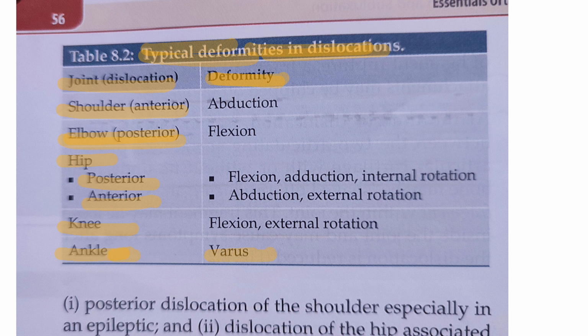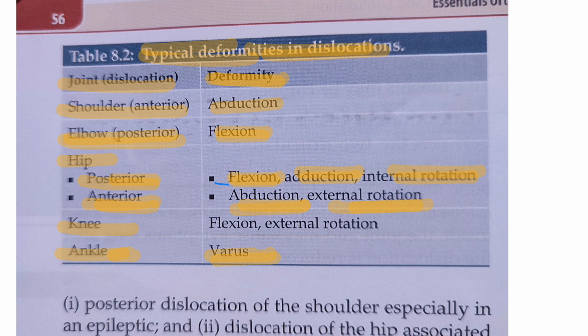What will happen in ankle? Varus will occur in ankle. Similarly, shoulder anterior gives abduction deformity. If it goes anterior, abduction is not possible. Elbow posterior gives flexion deformity. Similarly, hip posterior gives flexion, adduction, internal rotation. Okay. Similarly, anterior gives abduction and external rotation.